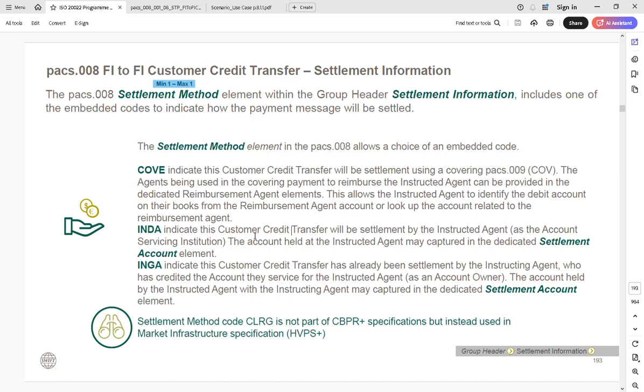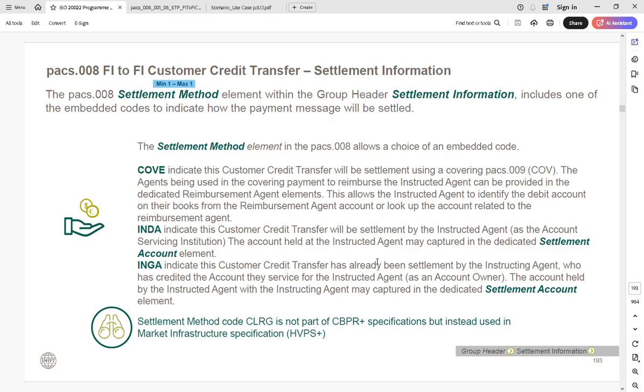This indicates the customer credit transfer will be settled by the instructed agent. So INDA means instructed, like instructed, right? So we are putting the focus on the word instructed. So here, instructing and instructed. Okay, so like this, who is going to do the settlement is INDA, the instructed agent, as the account servicing institution.